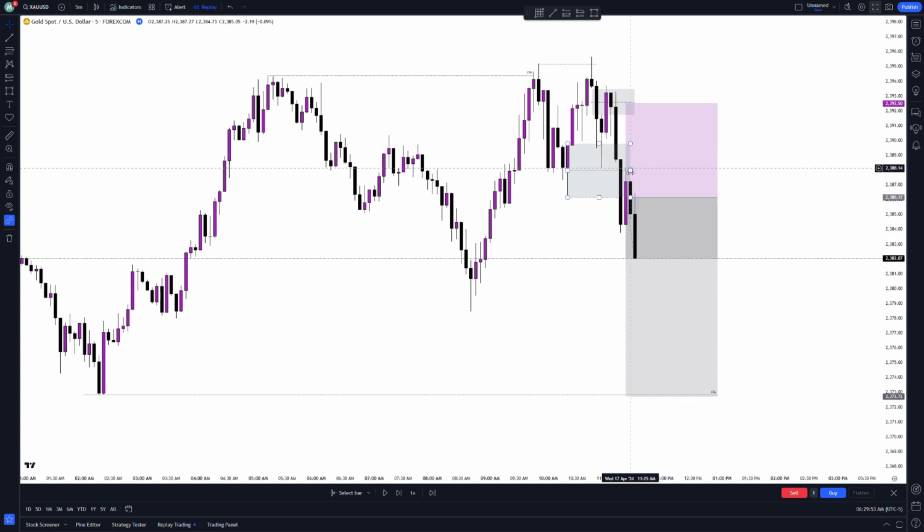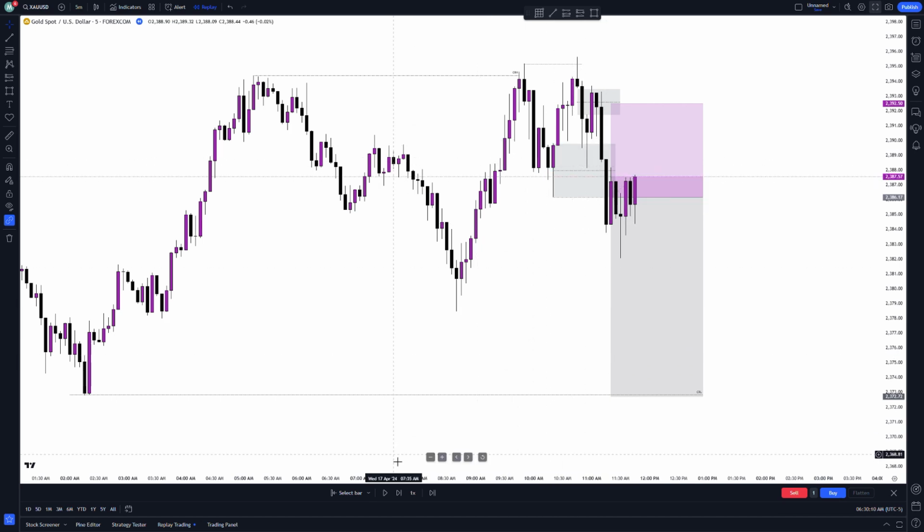So we have just hit the CE level of the breaker block. We can also be entering from the CE level of the breaker block or from the bodies, but if price is not reacting from the bodies, then we should be entering from the wicks. Okay, so let's see what is going to happen.